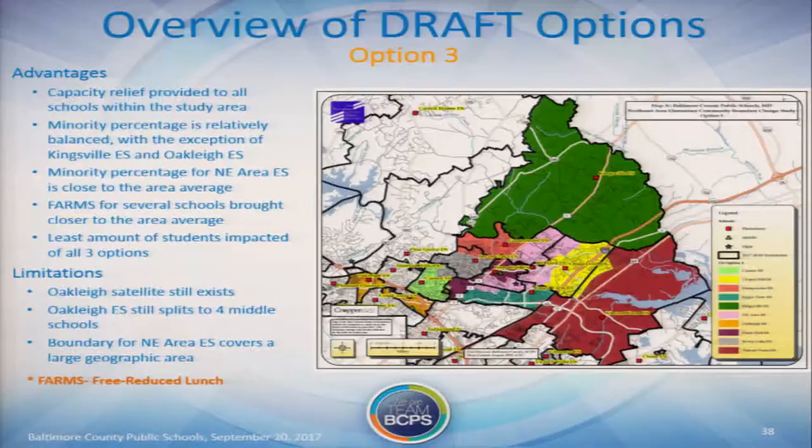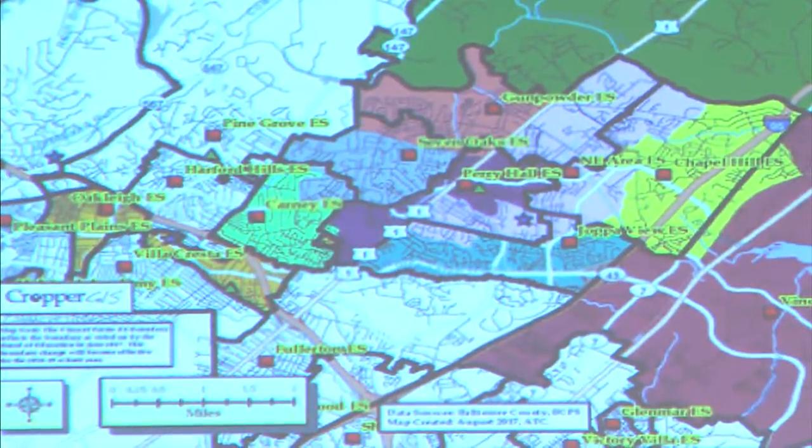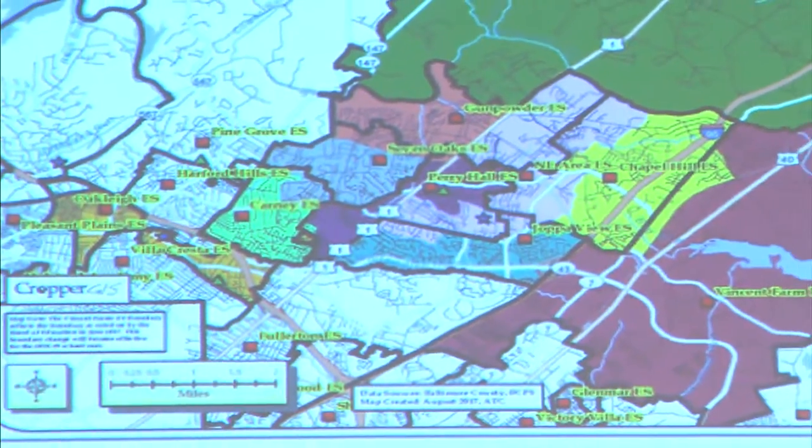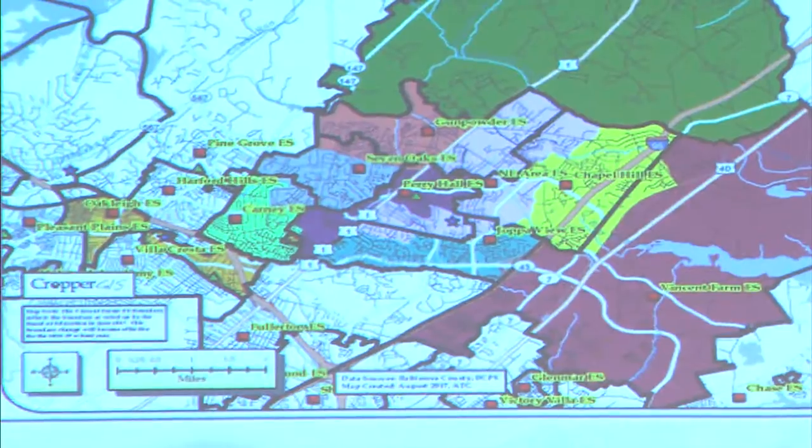Some advantages of this is that capacity relief is provided to schools in the study area. The minority percentage is relatively balanced with the exception of Kingsville and Oakley. Oakley stays high because that satellite area wasn't removed here.